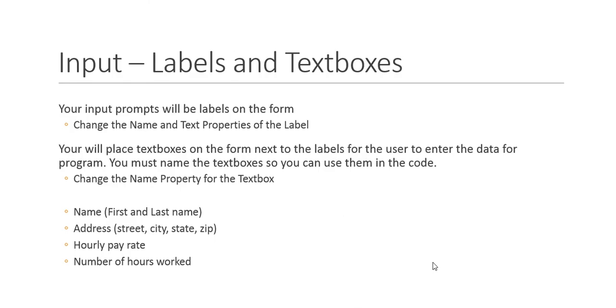Input. So again, as we think about our programs, you want to go through the input process output statements. So your input prompts will be labels on the form. You would click on the control, put a label on your form, change the text to what you want it to say, like please enter your name. So you will have text boxes then for where you want the user to enter information.